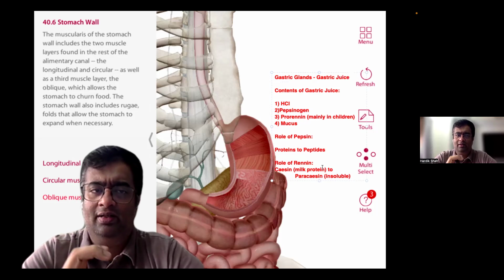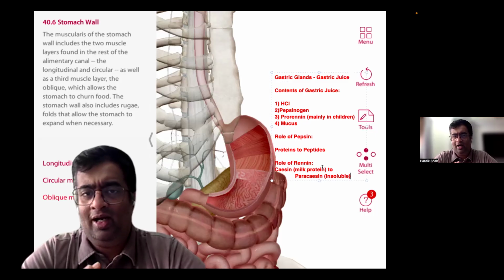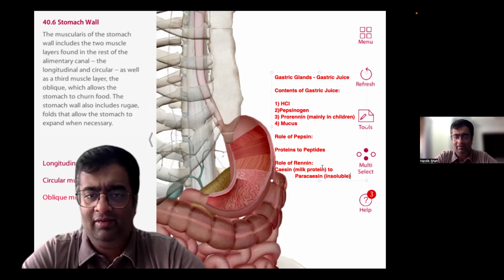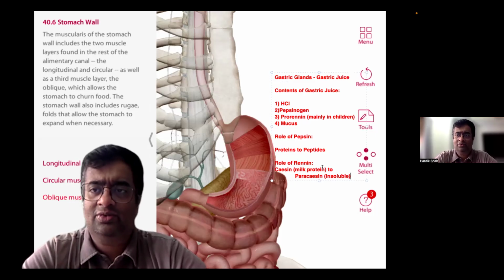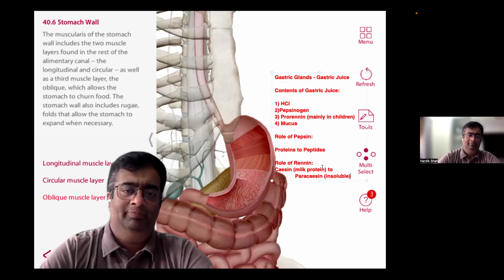into a semi-solid pulp-like form. So, after 2 to 3 hours of partial digestion in the stomach, the food that arrived is now converted into a semi-solid or a semi-liquid paste-like structure, which is called as the chyme. Okay, so I repeat, the food after partial digestion in the stomach is converted into chyme.